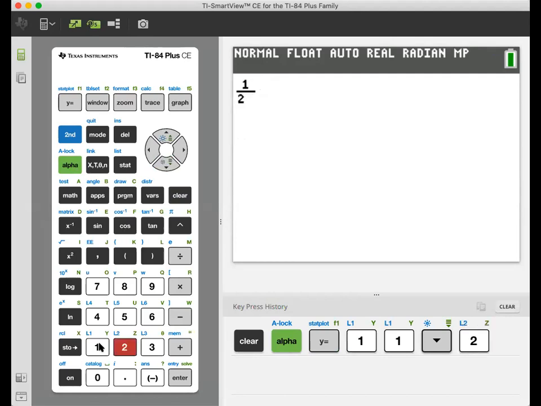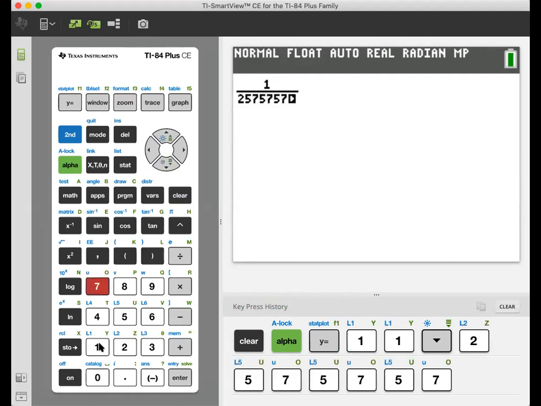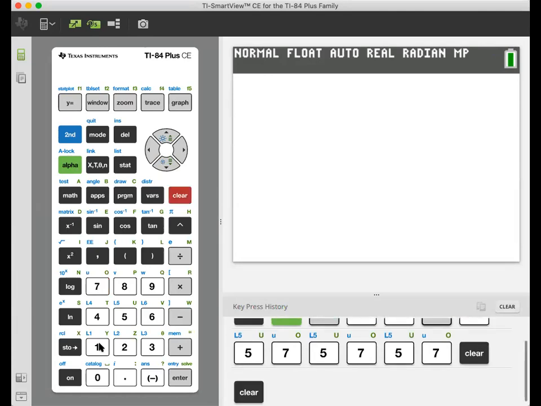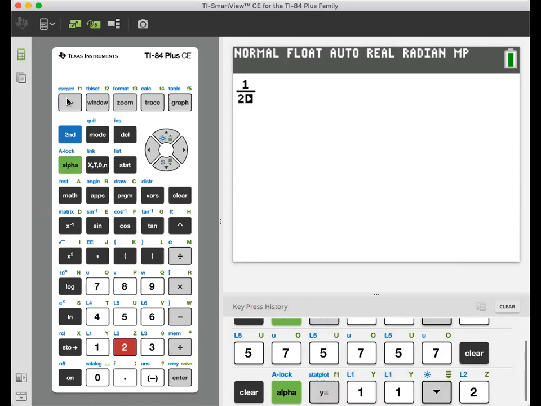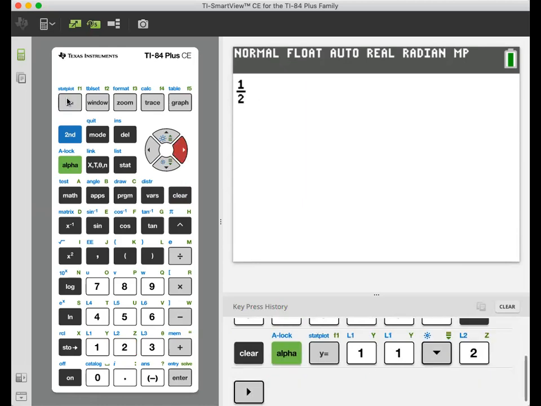Now you'll notice if I keep typing, things keep going in that denominator. Alpha y equals 1. So if I type in my 1 over 2, in order to get out of the fraction, we have to press the right arrow key, okay?